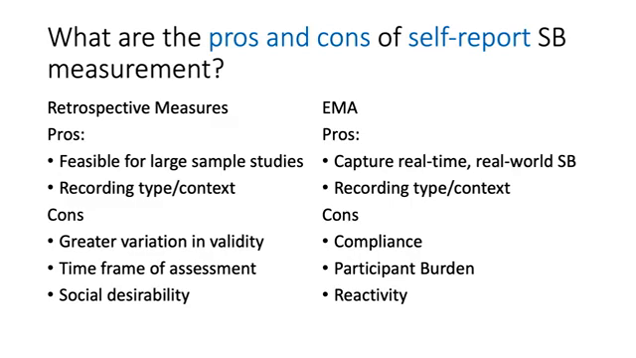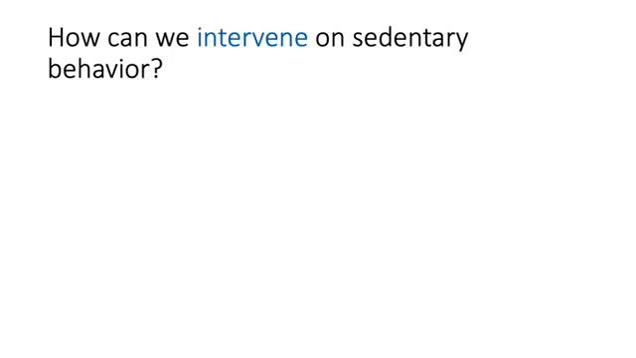So far we've talked about sedentary behaviors, we've defined it, we've talked about why it's bad for us, some of the health risks associated with sedentary behaviors. We talked about common measurement strategies, both device-based and self-report. We talked about pros and cons of both of those different types of measurements. And next, I would like to talk about some interventions, or how can we intervene on sedentary behaviors.